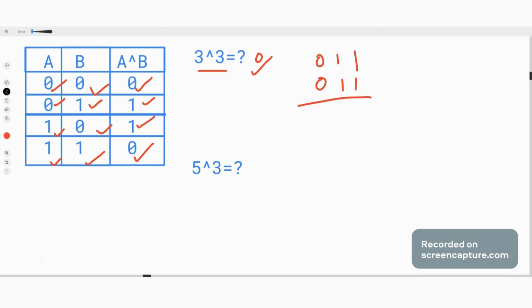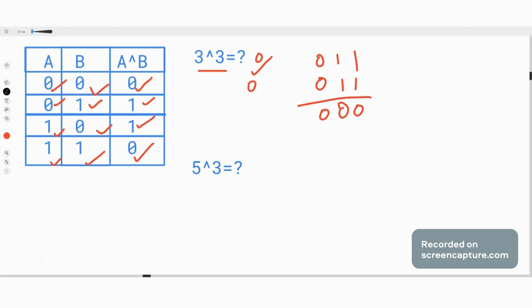Similarly, let's apply here 1 XOR 1. It's same, so we will get 0. 1 XOR 1, again same, so we will get a 0. 0 XOR 0, same, so we will get 0. So the result will be 0.